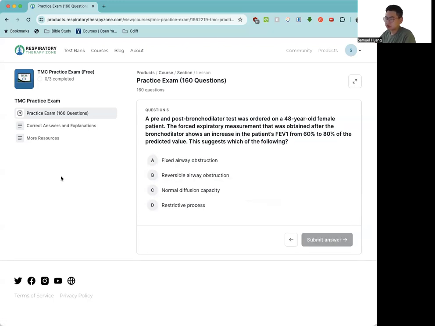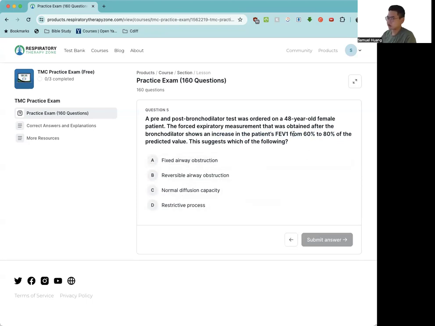A pre and post bronchodilator test was ordered. The reason you would do that is it's probably asthma, and you want to see if it's reversible or not. If it improves by more than 12 to 15%, then you know it's reversible, right? So an increase in FEV1, 60 to 80% of the predicted value, is good. That means it's probably asthma, probably reversible. If it's fixed, then you wouldn't see any improvement.